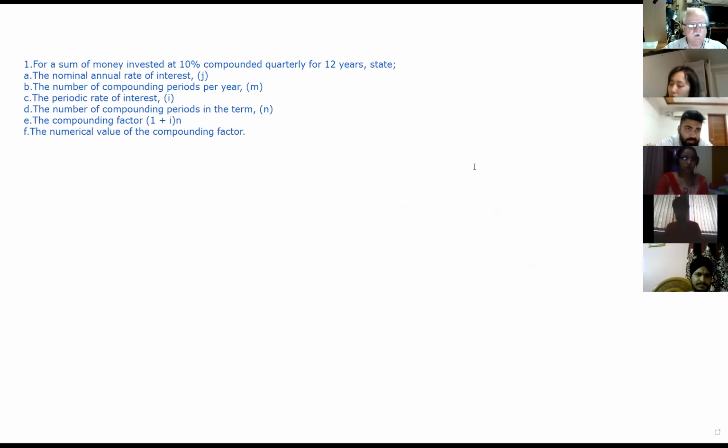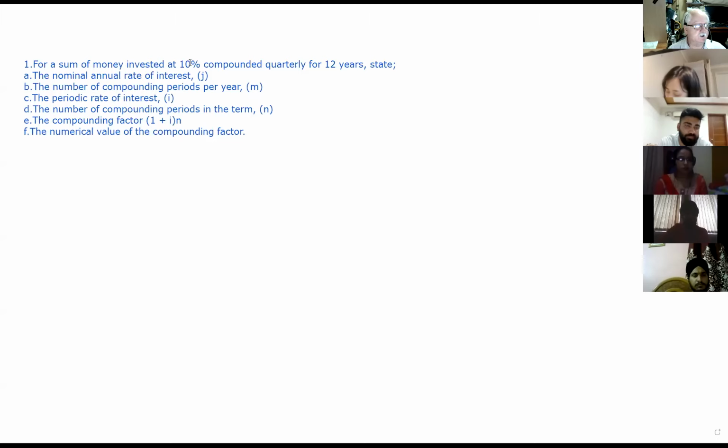So it says, for a sum of money invested at 10%, compounded quarterly for 12 years, state the nominal annual rate of interest, the number of compounding periods per year, the periodic rate of interest, the number of compounding periods in the term, the compounding factor, and the numerical value of the compounding factor. So let's take a look at what they're telling us here.